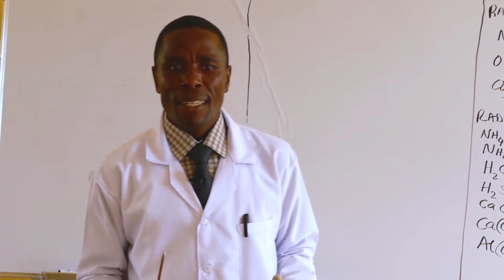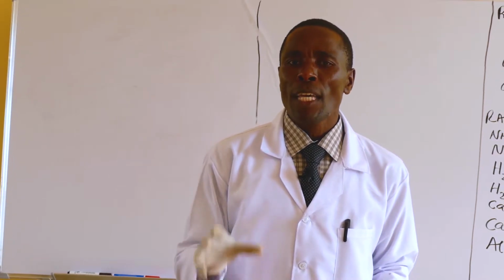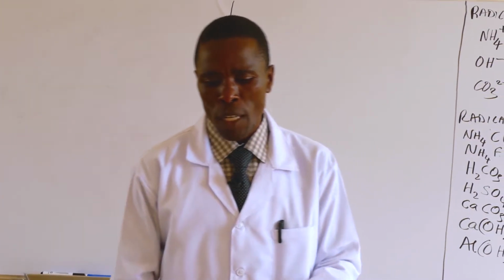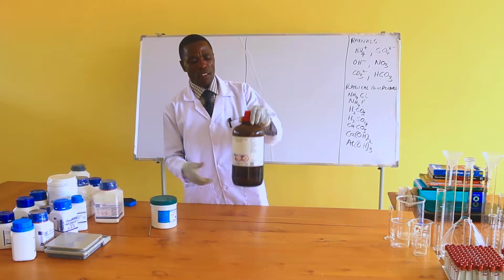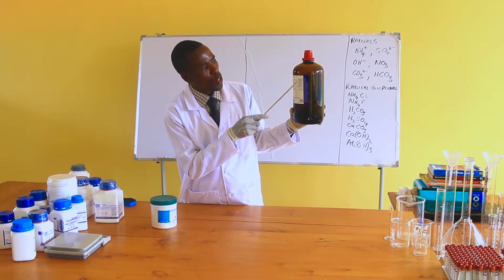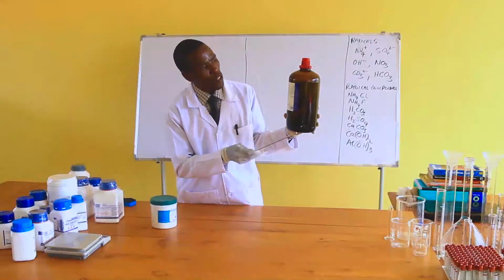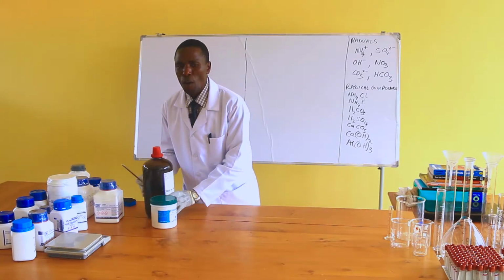Also, as in binary compounds, radical compounds you'll find written on chemical containers. For example, this one is a sulfuric acid container, and it is written in the chemical formula H2SO4. Now, in this chemical formula, one part is an atomic ion and the other part is a radical. Now, let us see some common radicals.